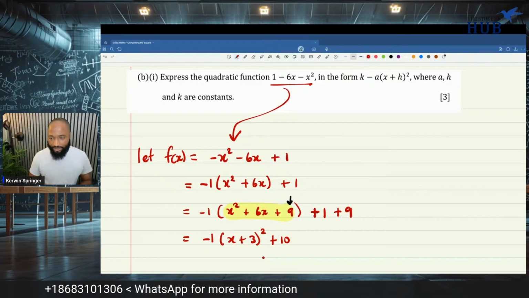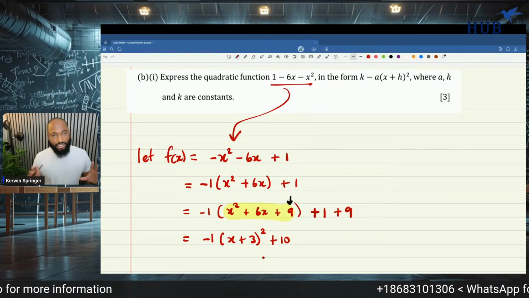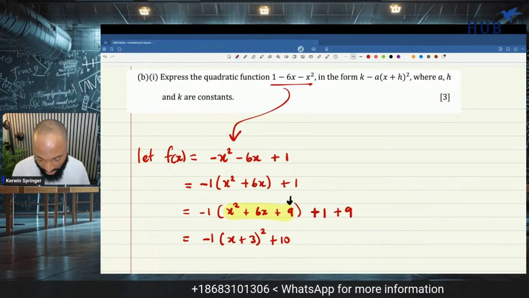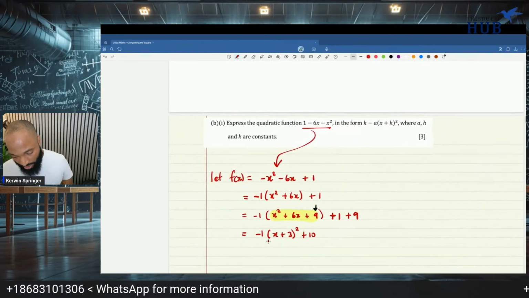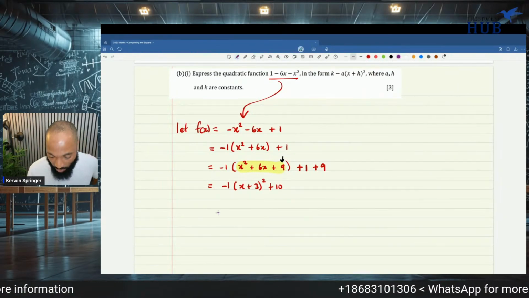So this is the answer. When you understand this, if you understand this, type "I understand" in the chat. I've just completed the square. Fortunately for us, there's no fractions involved. And now I can rearrange this so that it matches up with the specific style that they want.